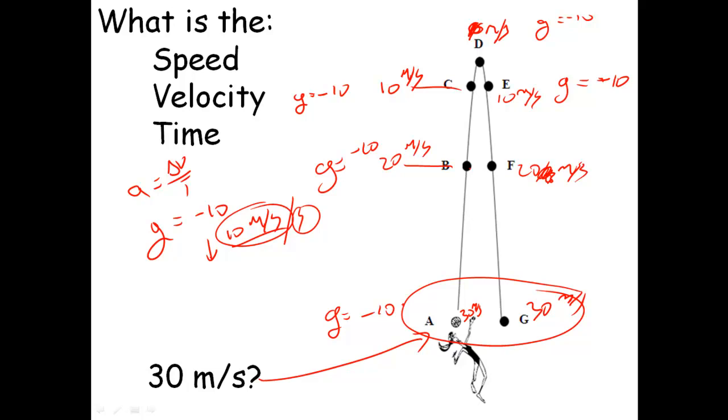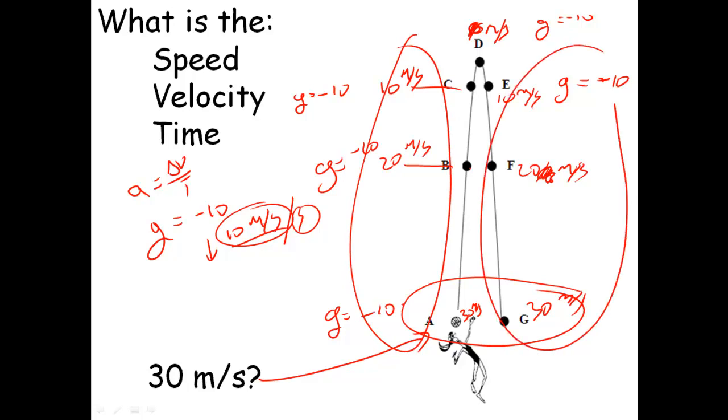Those are speeds. What's the difference between speed and velocity? If you said direction, you're correct. The direction is up. Up is positive. So velocity-wise, all of these are positive. On the other side, down is negative. These would be negative velocities.